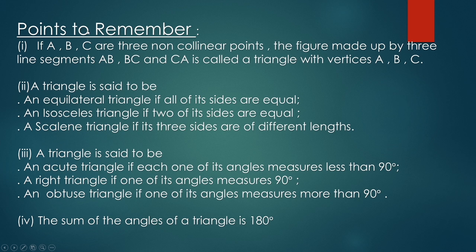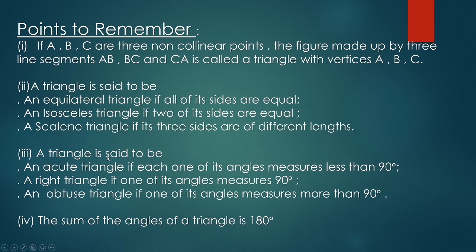So, the points to be remembered from this chapter are: if A, B, C are three non-collinear points, the figure made up by the three line segments AB, BC and CA is called the triangle with vertices A, B, C. A triangle is said to be an equilateral triangle if all of its sides are equal, an isosceles triangle if two of its sides are equal, a scalene triangle if its three sides are of different lengths.